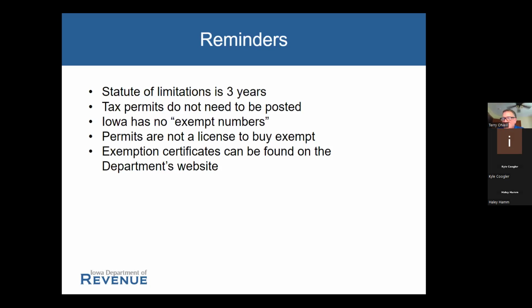This also applies to you. If you, the taxpayer, paid some tax that you didn't have to, paid some tax in error that you should not have, you can go back up to 3 years and get a claim for refund from the department.